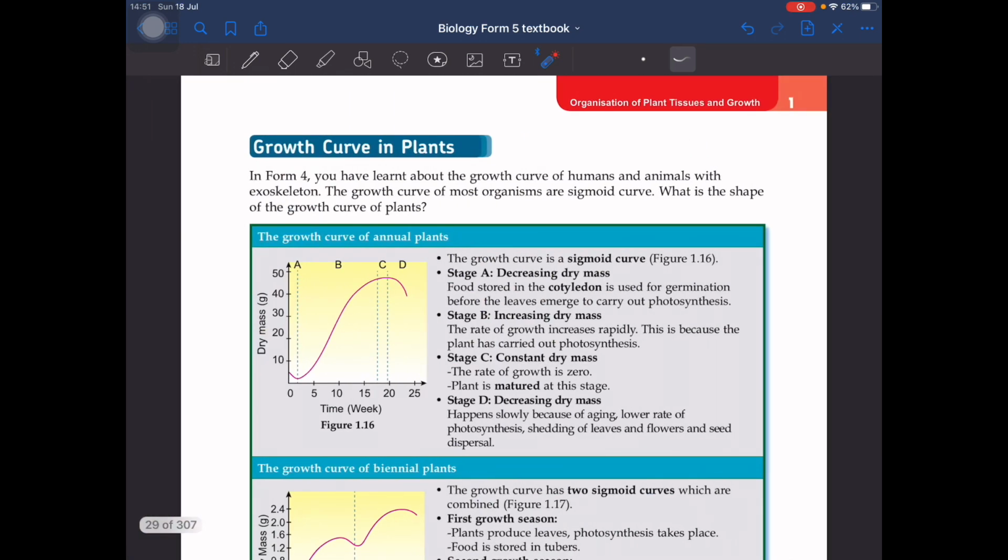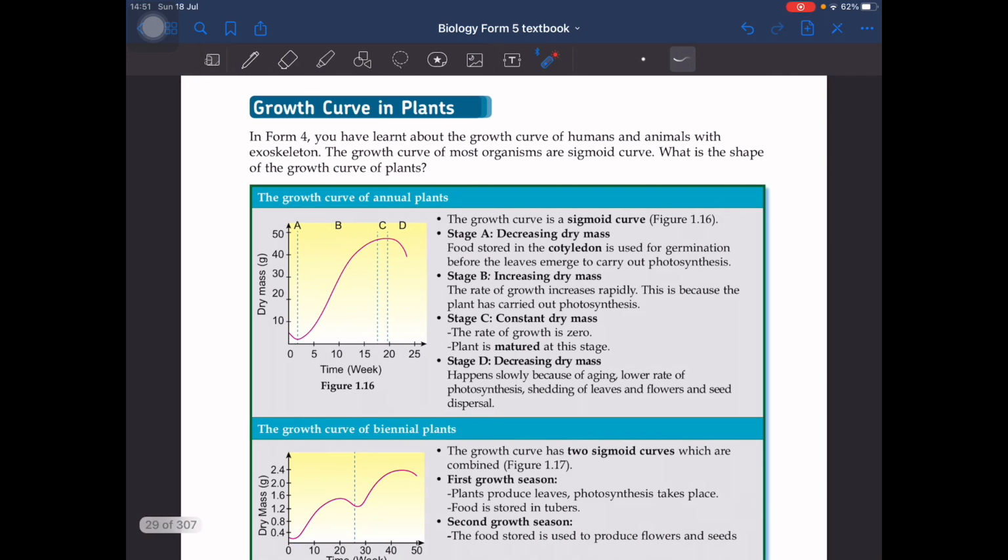And then we have to remember the growth curve. This is a bit complicated in terms of the specifics of the stages, but if you remember how the life cycle is, as in where does it start, what happens in the middle, and how it ends, you can easily identify the growth curve for each type of life cycle. Okay, so for the first one, if the growth curve is a sigmoid curve, it is an annual plant.